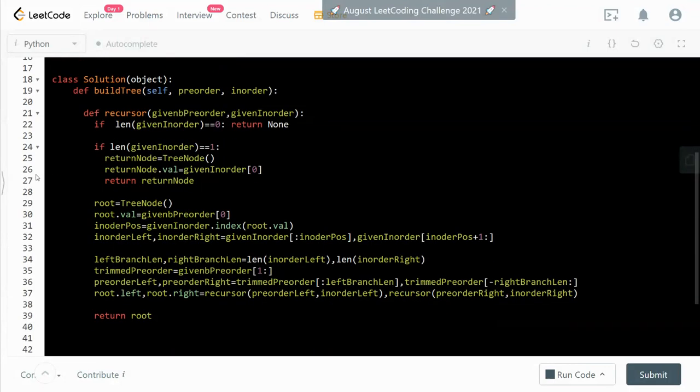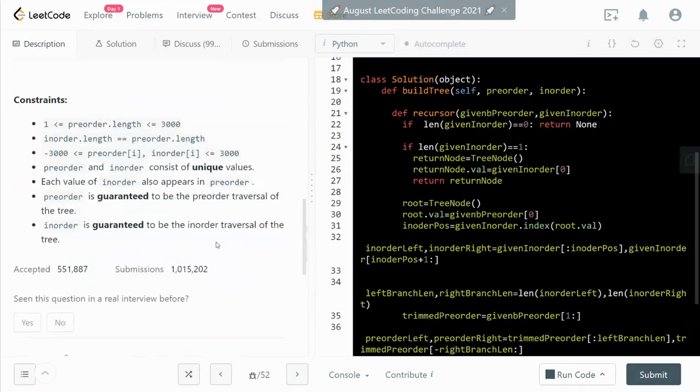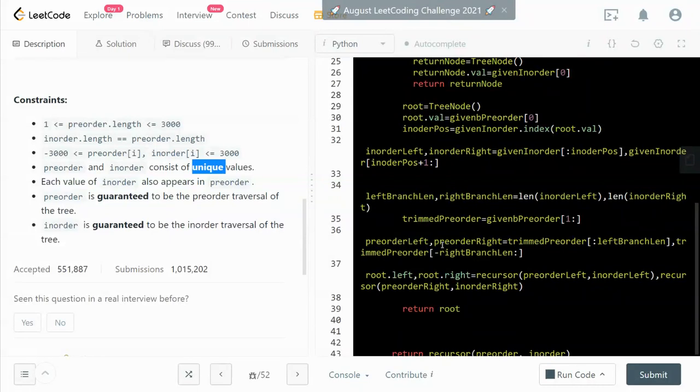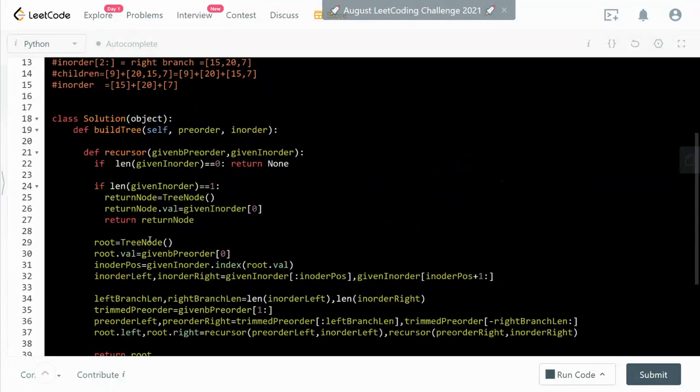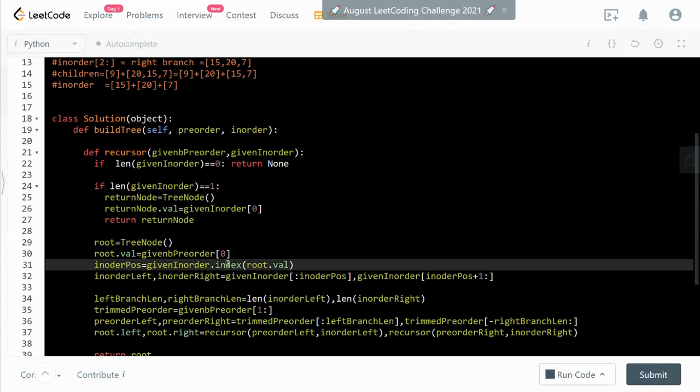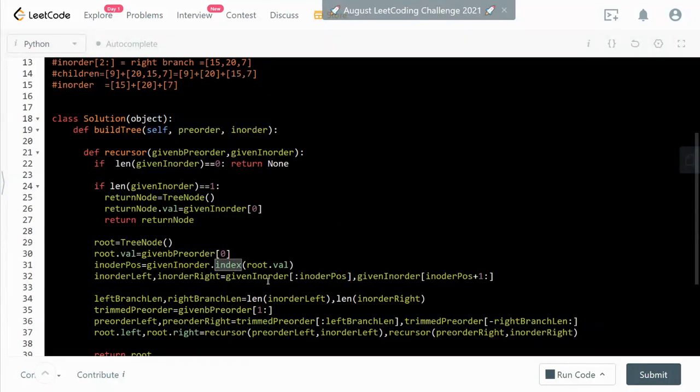We use the index, and luckily there's one condition. So we are guaranteed with each value of the in-order, here, this condition. Sorry about that. Pre-order and in-order consist of unique values. That's why we can use the index function. Otherwise, you will just find the first index. So we are given that, and this is why we can use the index in here.